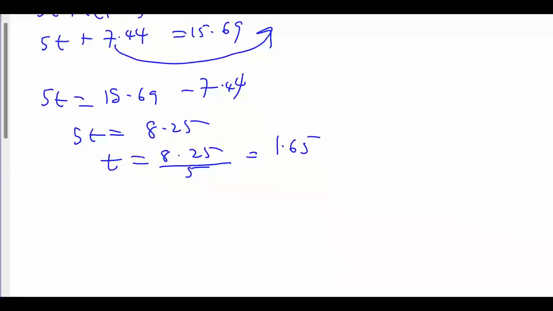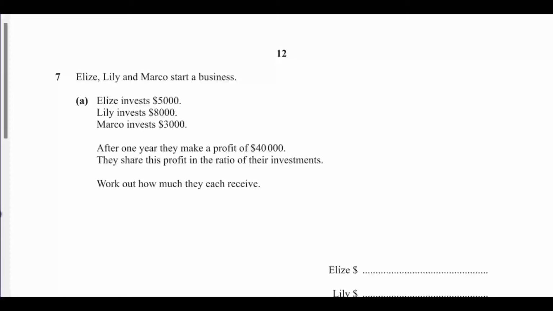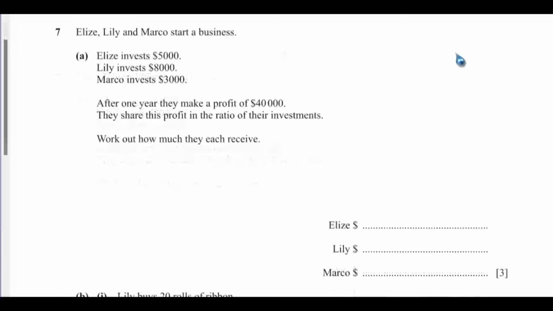So let's go to the next question. That would be question 7. Elise, Lily, and Marco start a business. Elise invests $5,000. Lily invests $8,000. Marco invests $3,000. After 1 year, they make a profit of $40,000. They share this profit in the ratio of their investments. Work out how much they each receive.